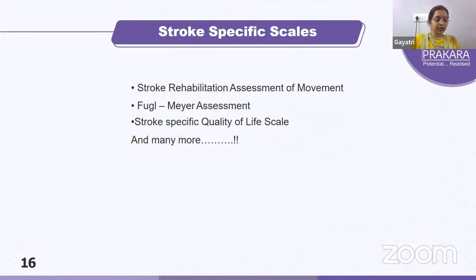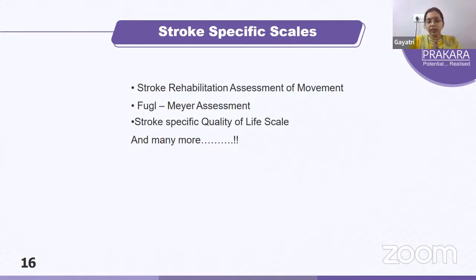It has coordination, it has mobility, range of motion, upper limb mobility, lower limb mobility. These are the components in STREAM. Stroke rehabilitation assessment of movement. That's short form is STREAM. Basic mobility, upper limb, lower limb, trunk, all of these are tested in supine, sitting, and standing. So this STREAM, it targets mainly coordination, range of motion, and mobility in a patient.